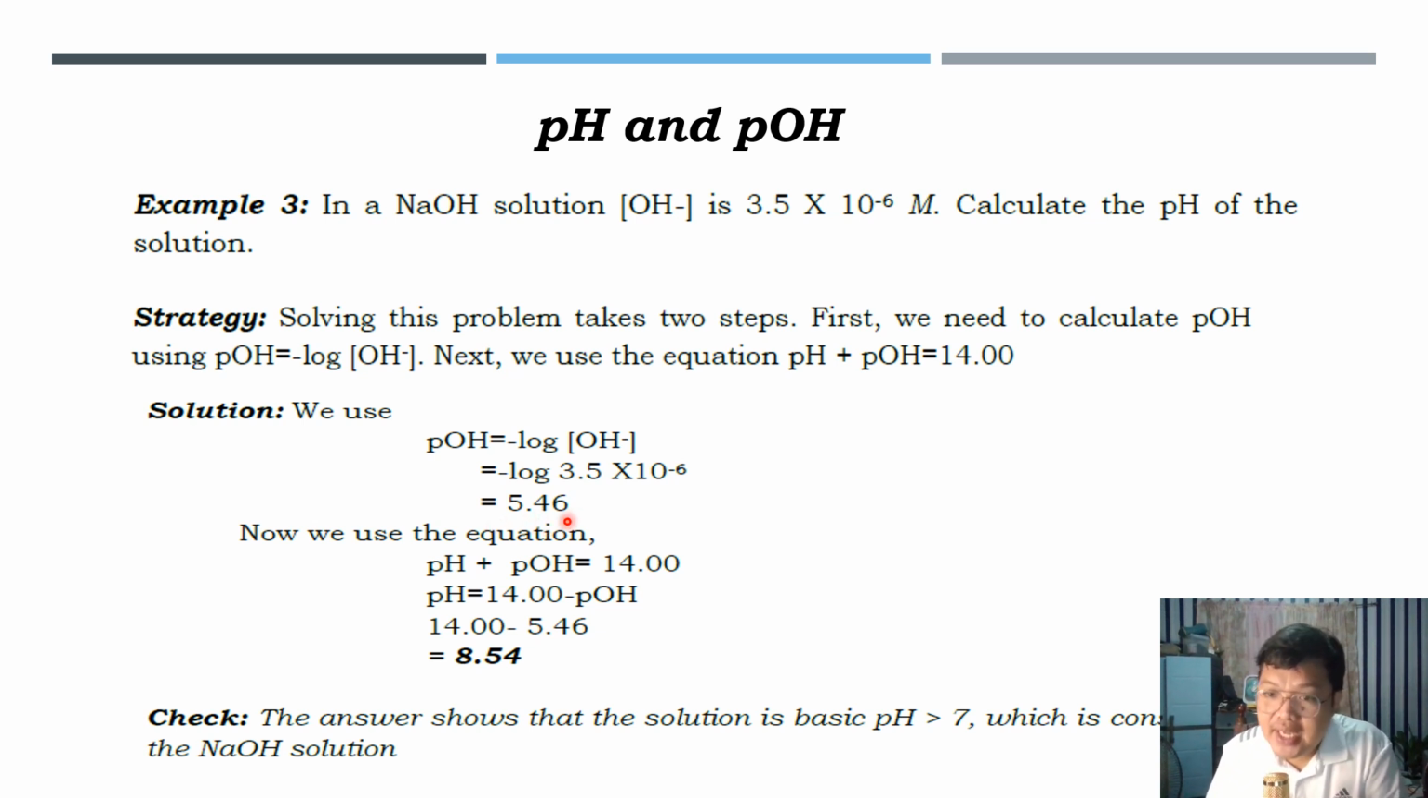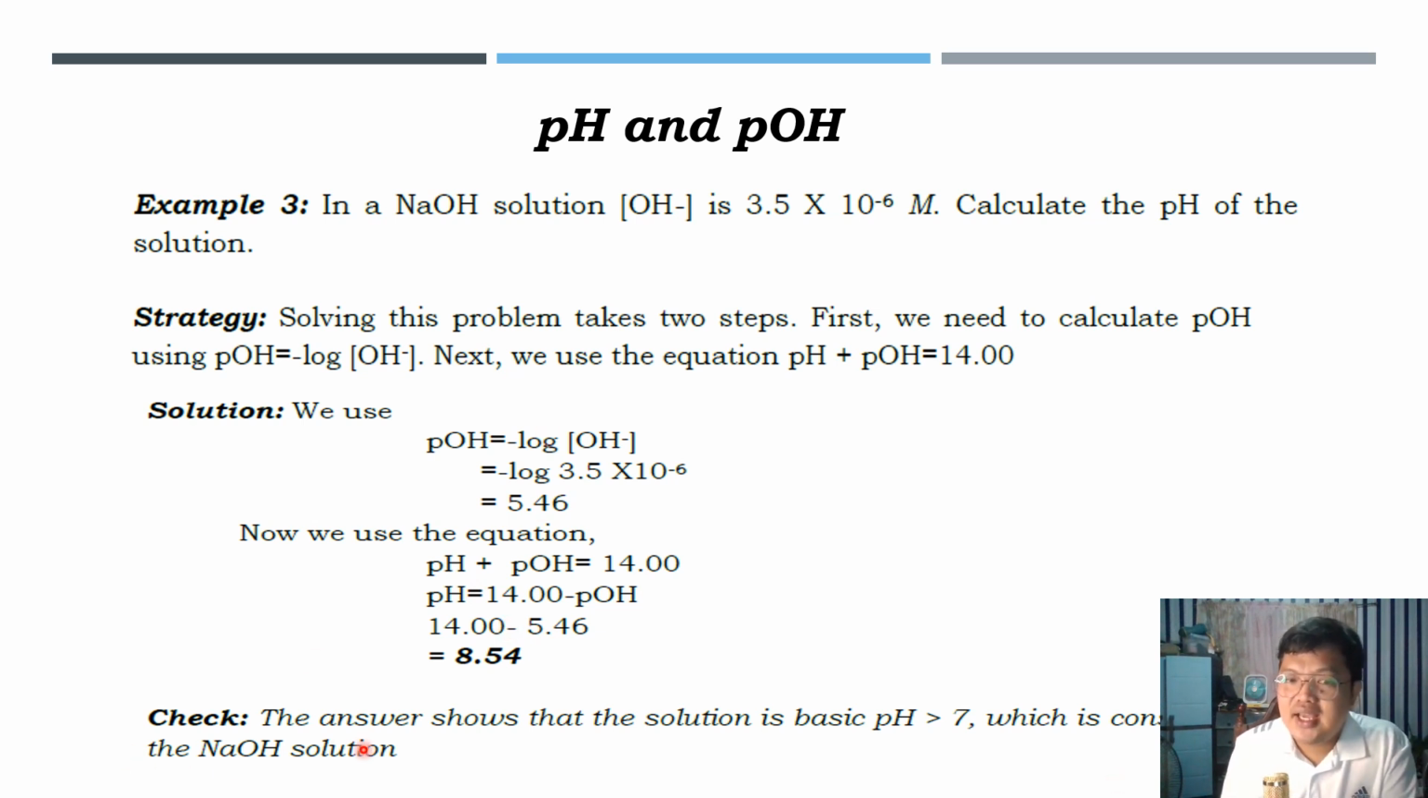So we now have the POH. It's not yet the pH of the solution. It's now the POH. Now we use the equation pH plus POH is equal to 14. So pH is equal to 14 minus POH. So saan galing yung POH? Ayan, 5.46. So 14 minus 5.46, the answer is 8.54. Now that is now the pH of the solution, 8.54.